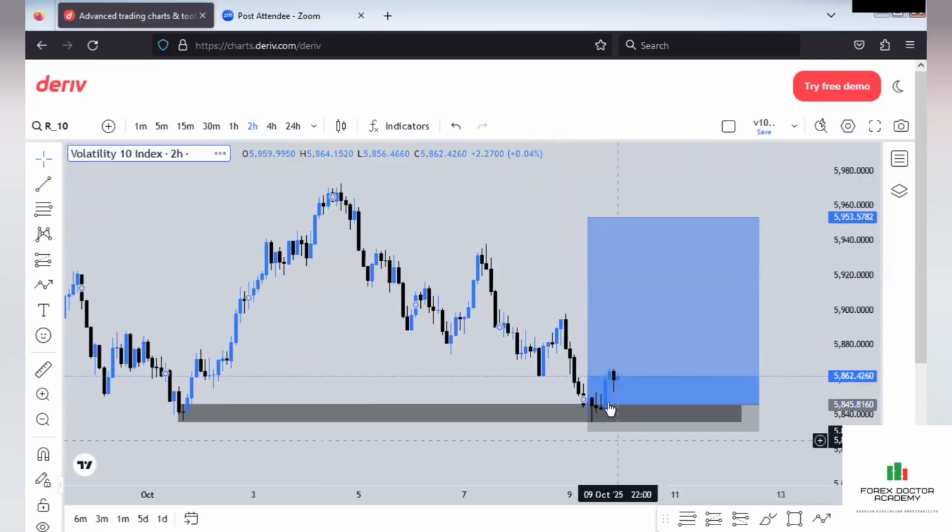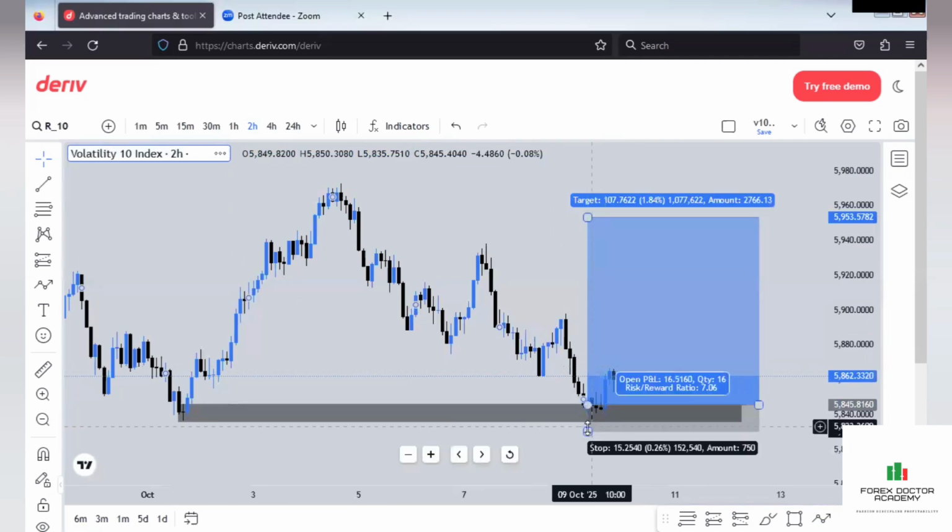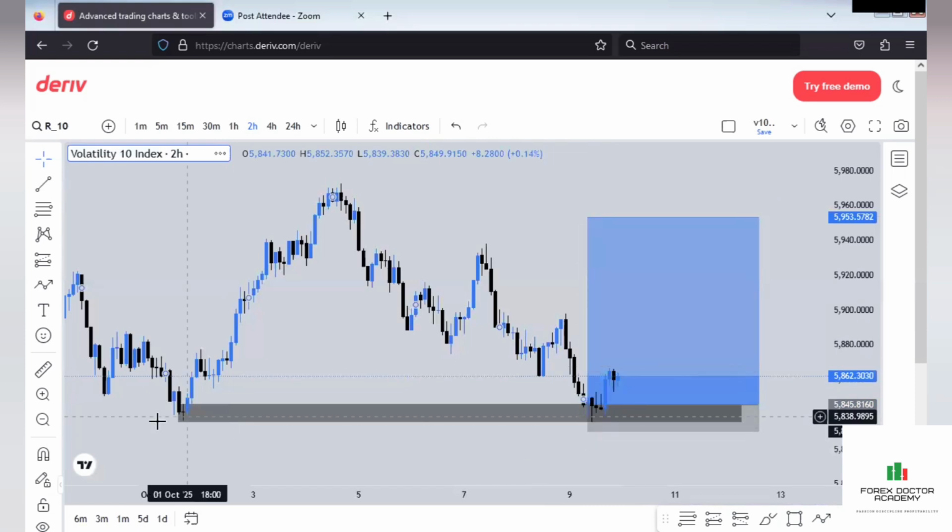Now when it returned back, can you see the reaction? This current trade is in profit. So you see the placing of the SL. This SL is even bigger, but I still placed it lower than this, lower than the follow-up candle.